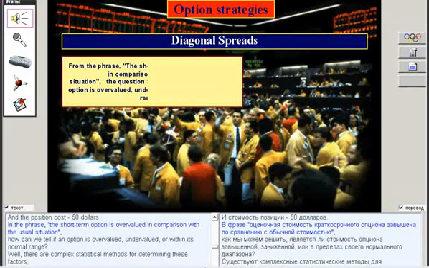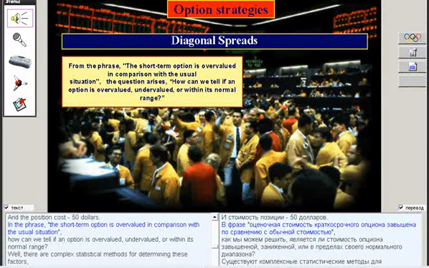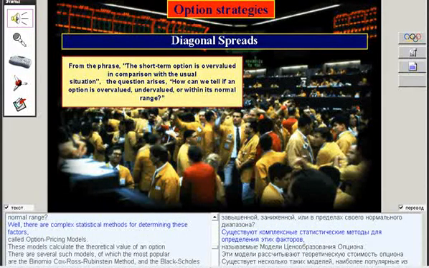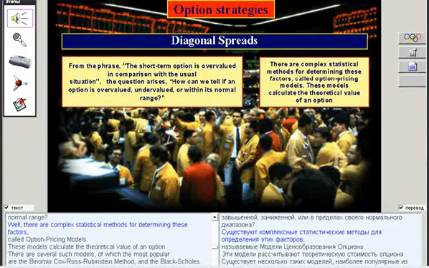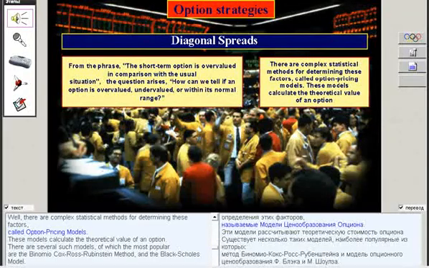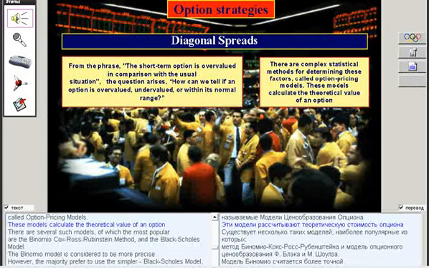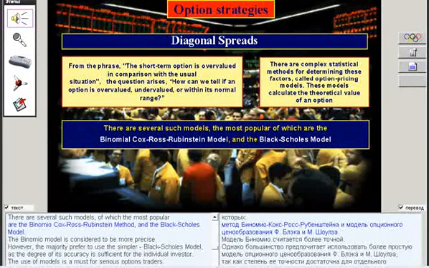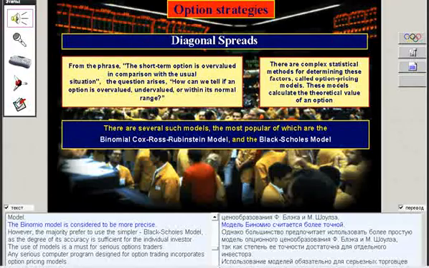In the phrase, "the short-term option is overvalued in comparison with the usual situation," how can we tell if an option is overvalued, undervalued, or within its normal range? Well, there are complex statistical methods for determining these factors, called option pricing models. These models calculate the theoretical value of an option. There are several such models, of which the most popular are the binomial Cox-Ross-Rubinstein method and the Black-Scholes model.